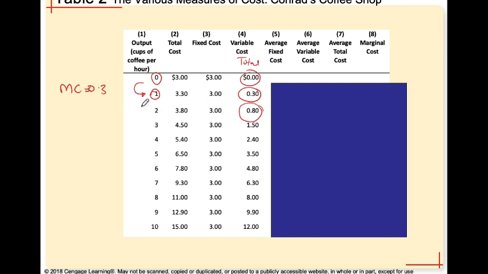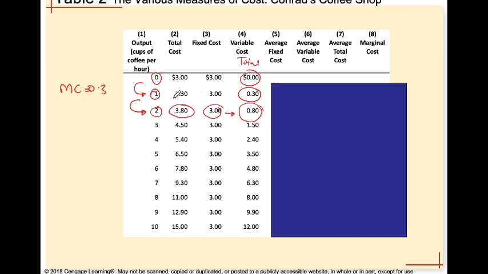Now you need to decide whether to produce the second cup of coffee, make it or not. The fixed cost is the same. If you do end up producing this second cup of coffee, the variable cost is going to be 0.80, and the total cost that the firm is going to be incurring in making 2 cups of coffee is going to be 3.80. The question is, what is the marginal cost of producing the second cup of coffee?